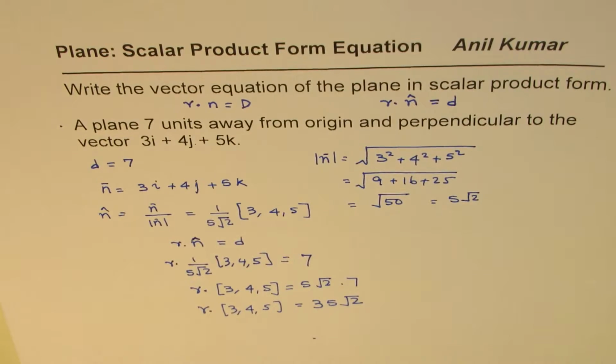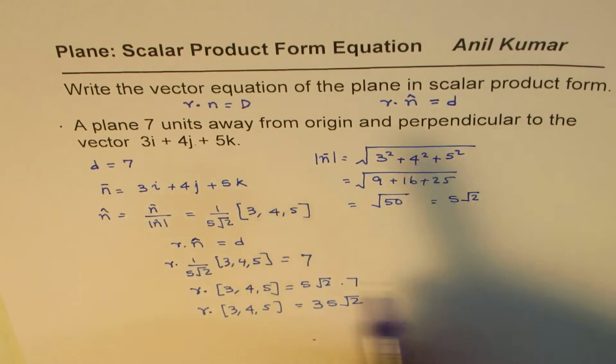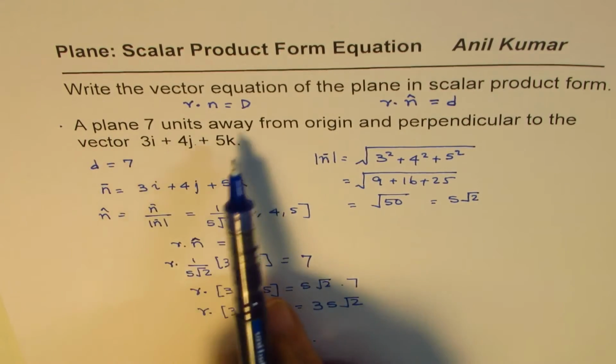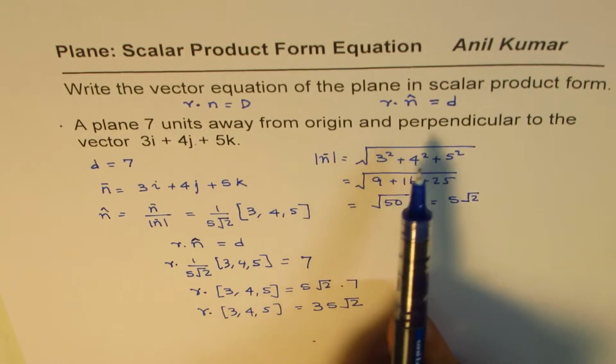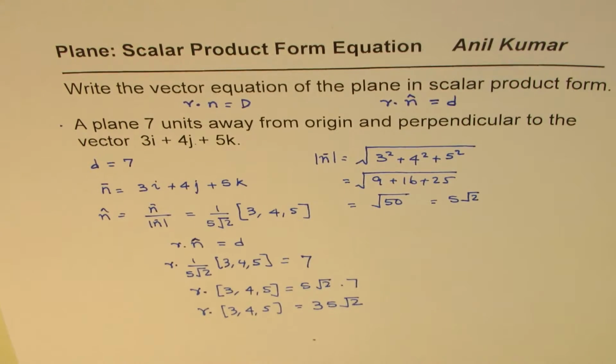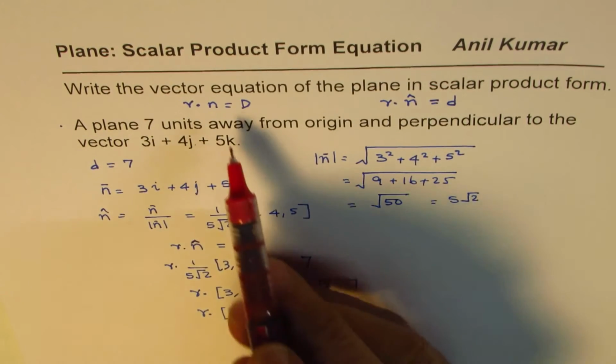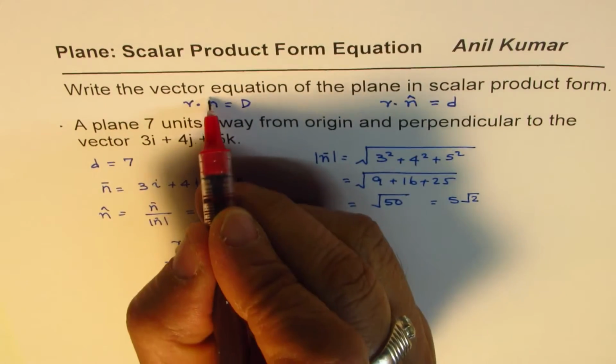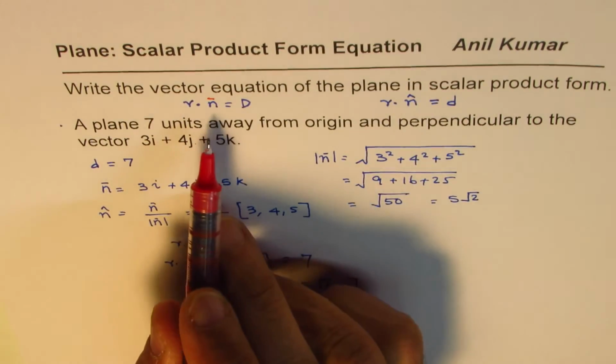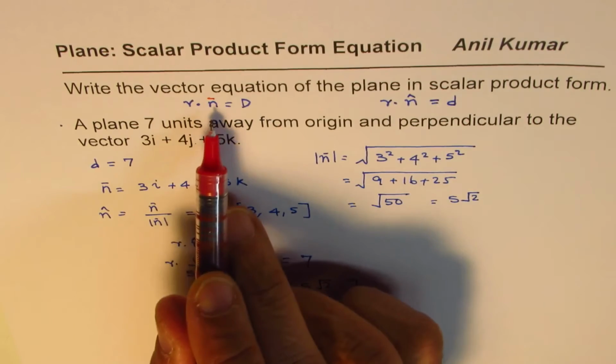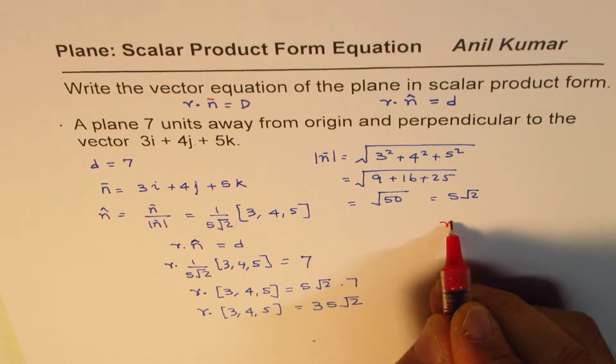So that is how we can get the equation of a plane 7 units away from the origin and perpendicular to the given vector. I hope that helps. Now let me relate these two also. This is the normal vector. In case you want to use this equation directly, you could have used it like this also.